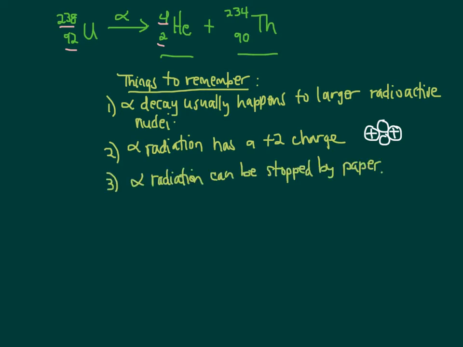And the last thing to remember is that alpha radiation can be stopped by a sheet of paper. That means that alpha particles cannot penetrate paper, and the reason why is because they're big. They're 4 nuclear particles in size, so they're pretty easy to stop. It's not super harmful. The next type of nuclear decay is called beta decay.